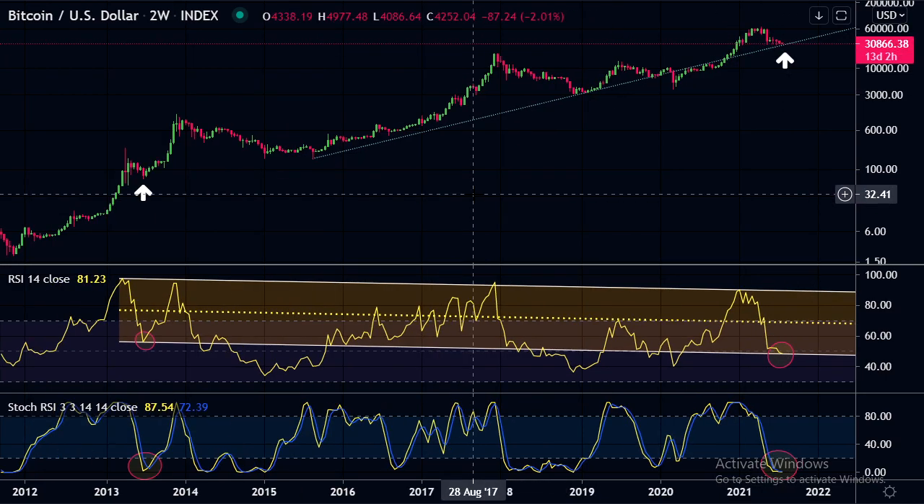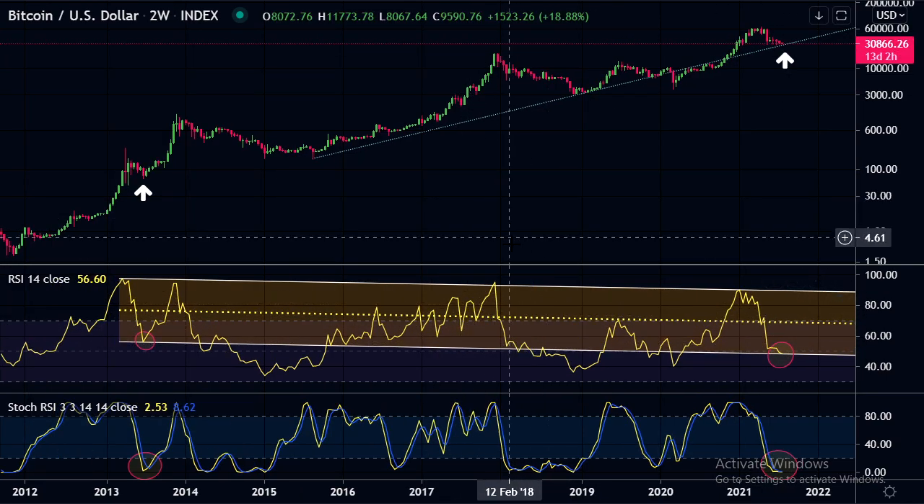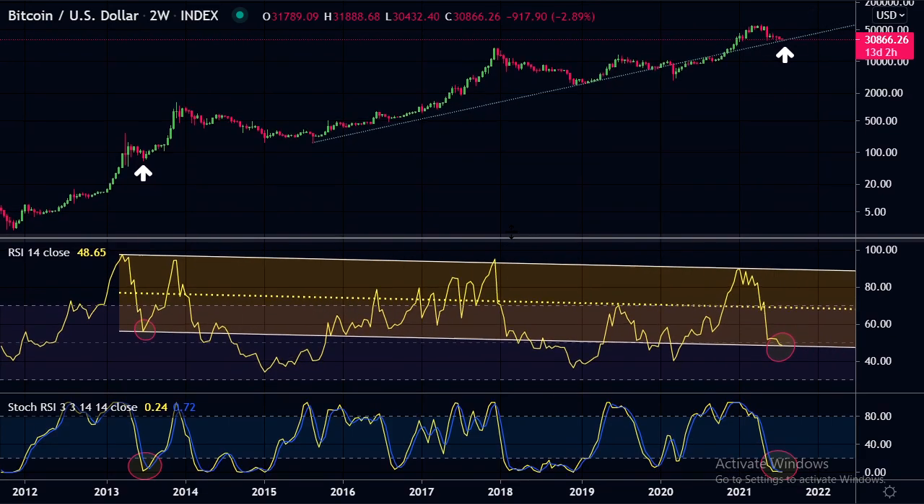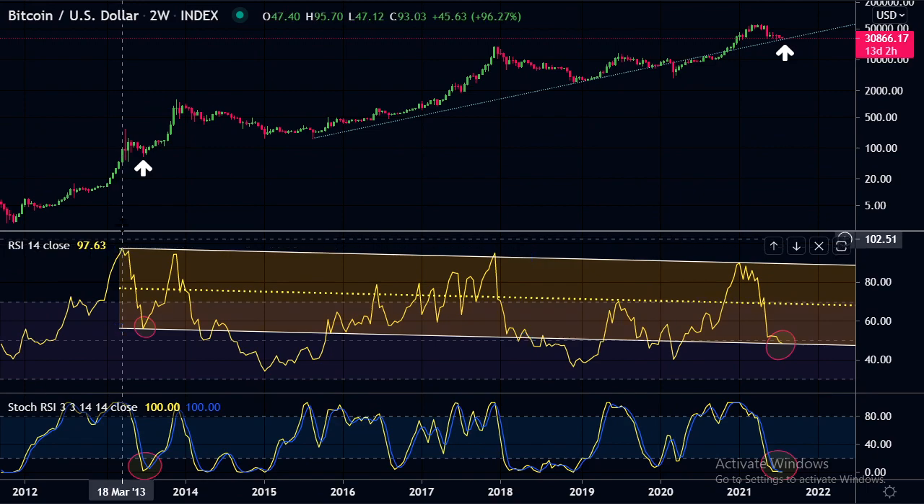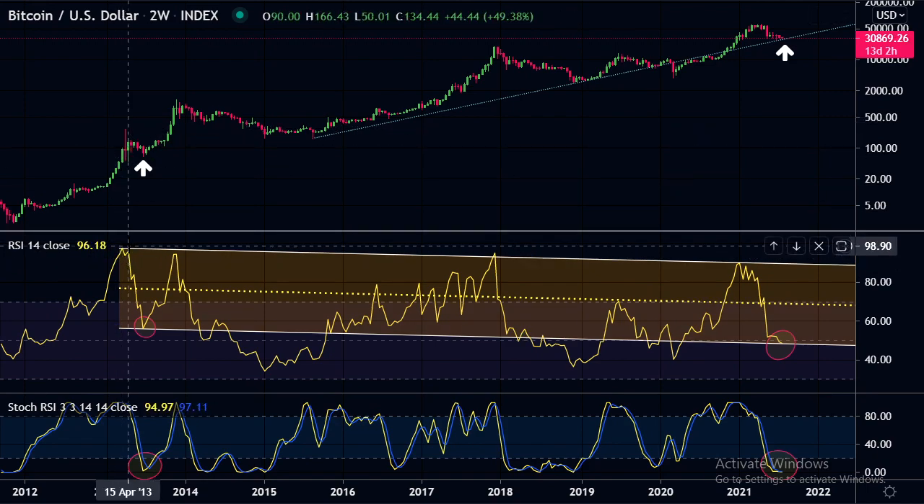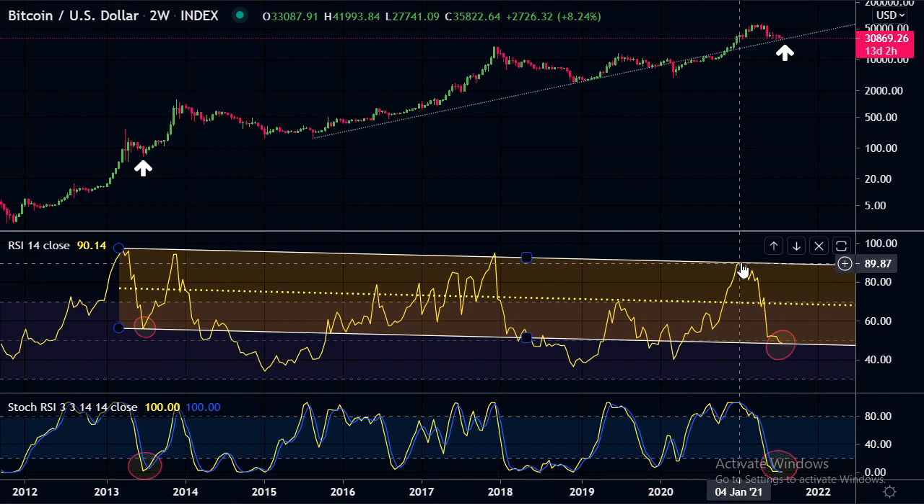But what I want to point out here is on the RSI, I just have this parallel channel drawn here. And what I've done is just connected the top here from this first peak mid-cycle and connected it to the current top here where we peaked out on the RSI.